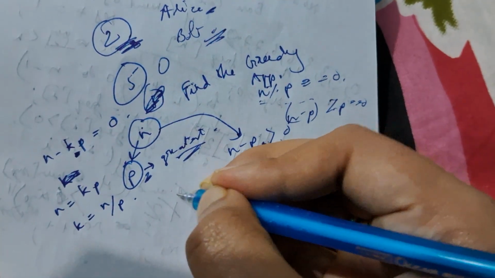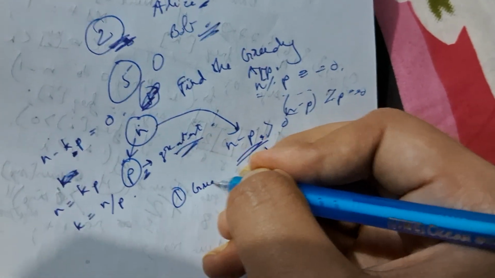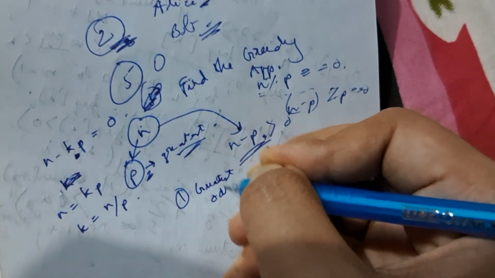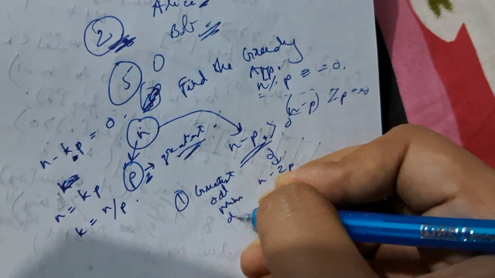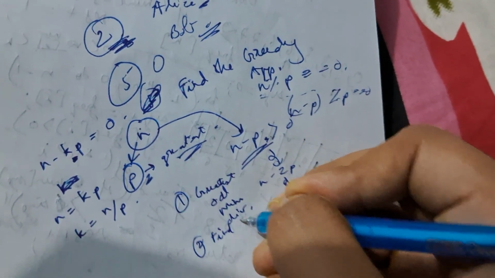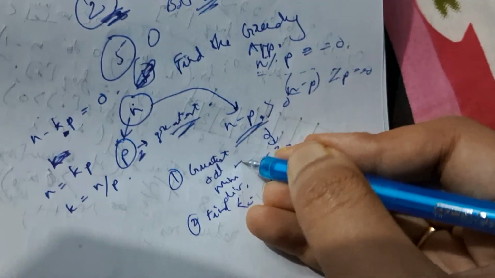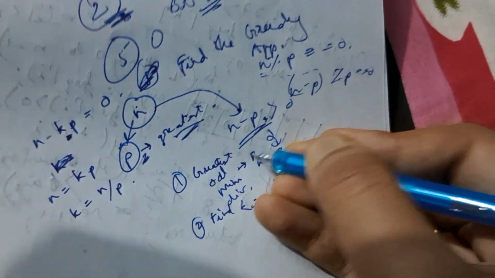So step 1, find the greatest odd prime divisor p, and then find k, which is n by p.